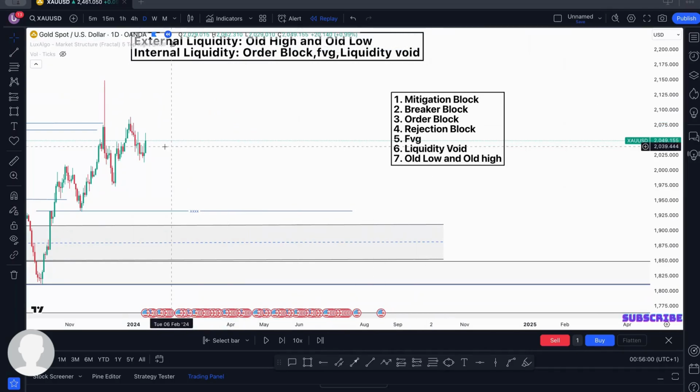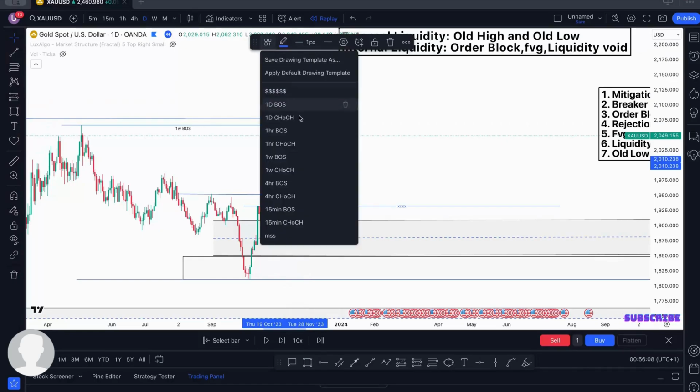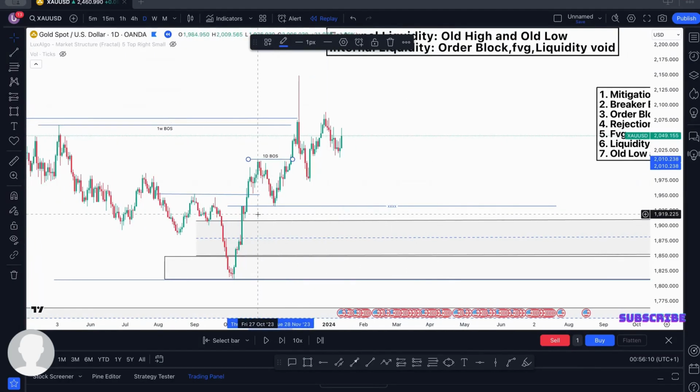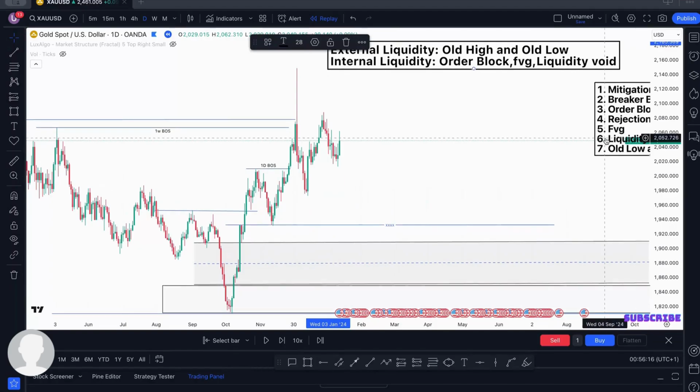On your 1 day chart, what do you see? You see a break of structure here. You see a break of structure here. This is for 1 day. The market has taken external liquidity. That is our old high above. So the market is coming for internal liquidity.